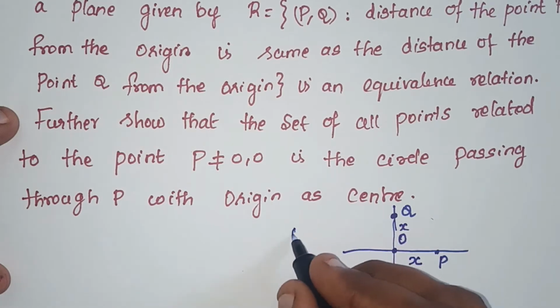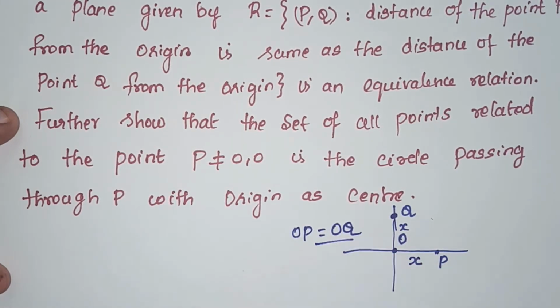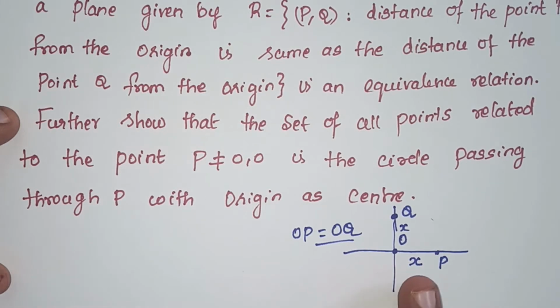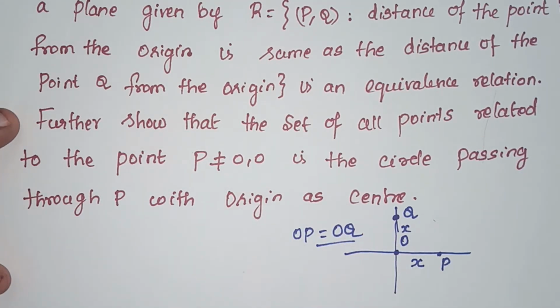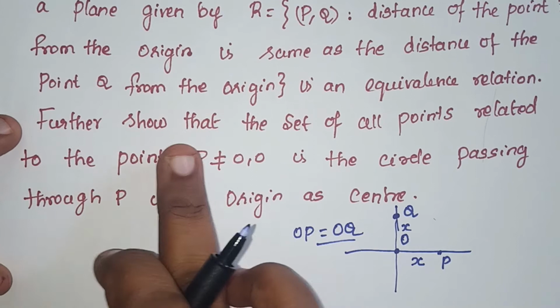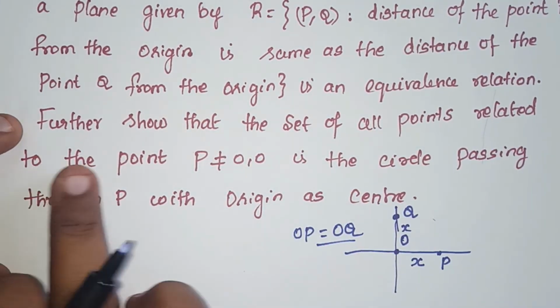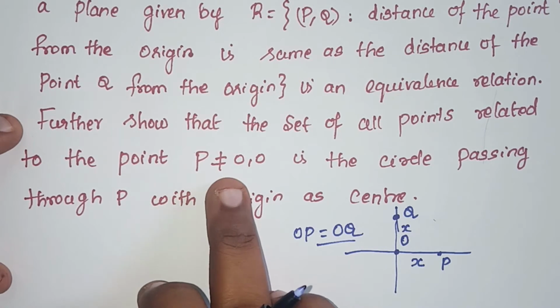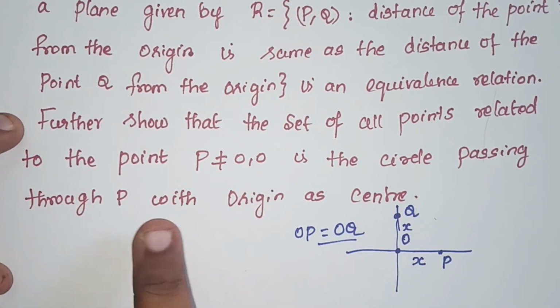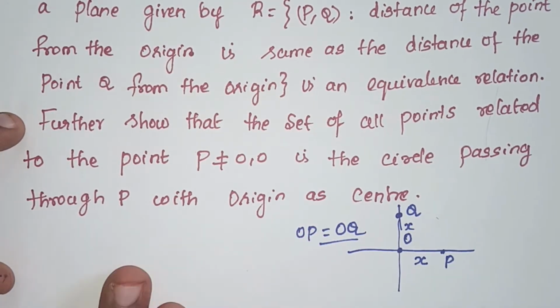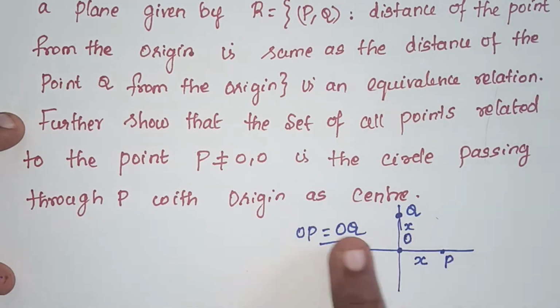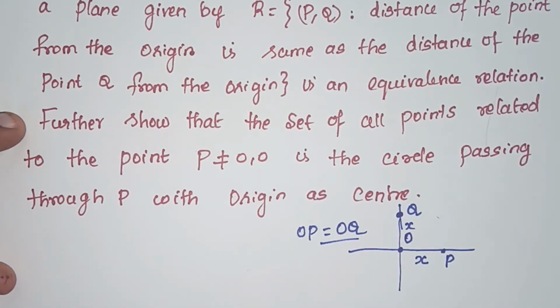So this is the given relation: OP is equal to OQ. The distance of the point P from the origin is the same as the distance of the point Q from the origin. We need to prove this relation is an equivalence relation. Further, show that the set of all points related to the point P, where P is not equal to (0, 0), is the circle passing through P with the origin as center. So in this question there are two parts. First we need to prove this relation is an equivalence relation. Shall we prove it?